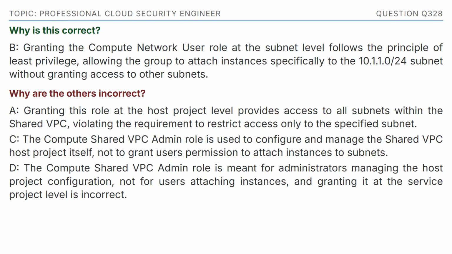Why are the others incorrect? A. Granting this role at the host project level provides access to all subnets within the shared VPC, violating the requirement to restrict access only to the specified subnet. C. The compute shared VPC admin role is used to configure and manage the shared VPC host project itself, not to grant users permission to attach instances to subnets. D. The compute shared VPC admin role is meant for administrators managing the host project configuration, not for users attaching instances, and granting it at the service project level is incorrect.